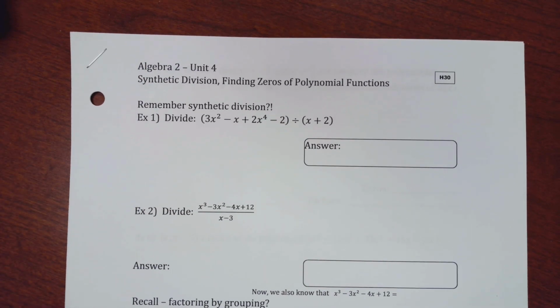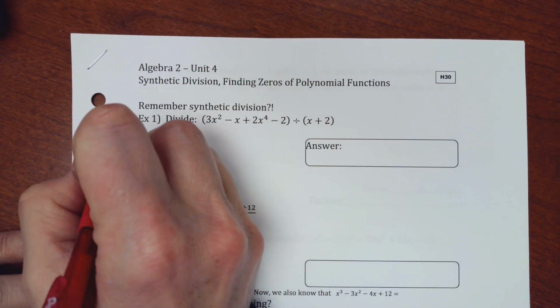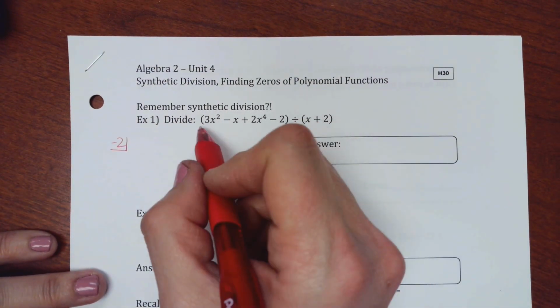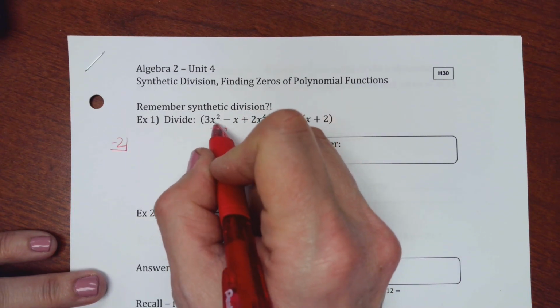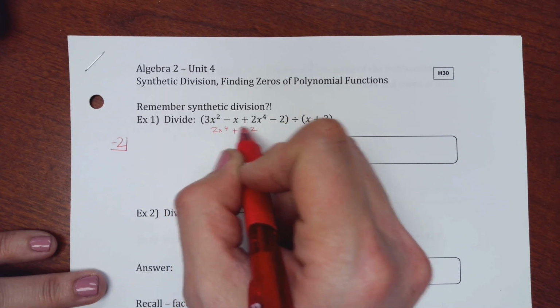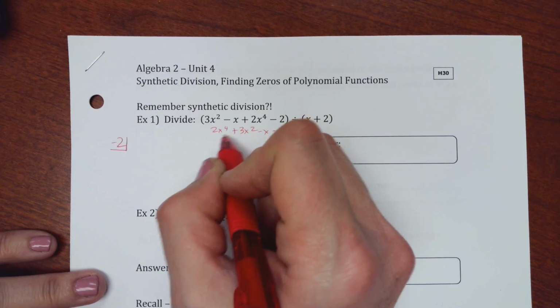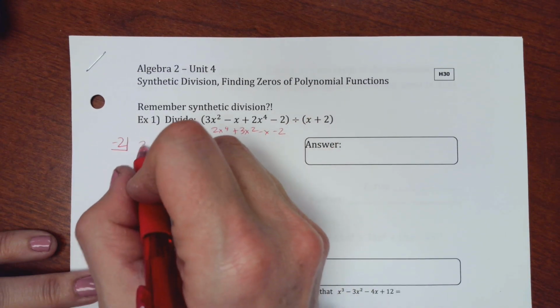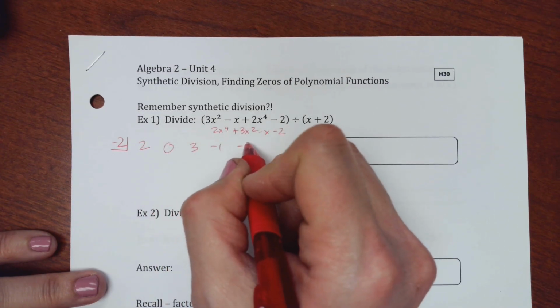Alright, so this first problem here is just to remember how to use synthetic division because it's been a while. When you're dividing by x plus 2, remember that means you're going to put a negative 2 in the box. This is out of order, so it needs to be in order. So 2x to the 4th, 3x squared would be next. Notice there's an x to the 3rd missing, then minus x, and then minus 2. Since that x to the 3rd is missing, I have to put a 0 here for it. So I'm going to put a 2, a 0, a 3, a negative 1, and a negative 2.